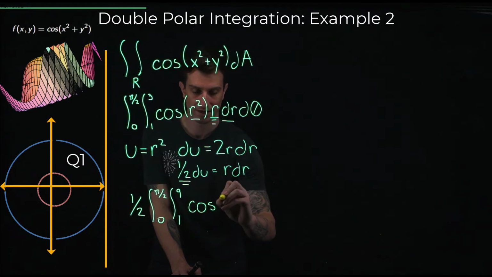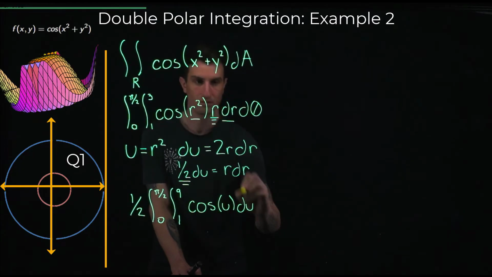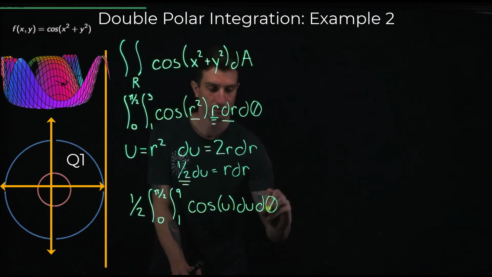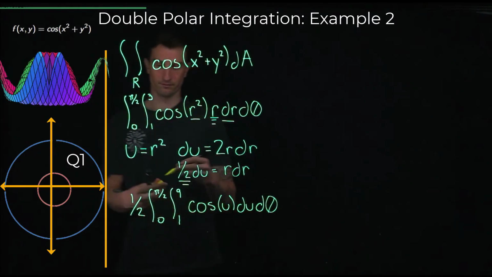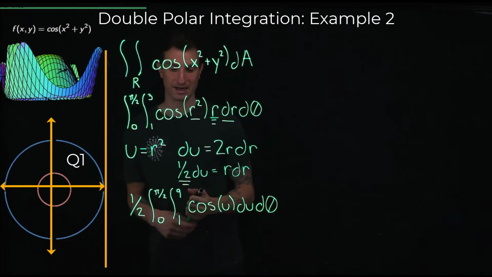And now we have a du, right, instead of a dr, and still the d theta. Good. Okay, we're going to jump over here. We should be fine with space-wise to do the rest of the calculation.